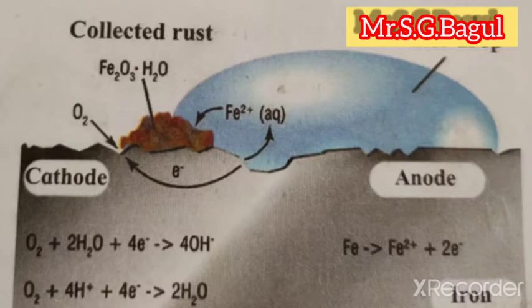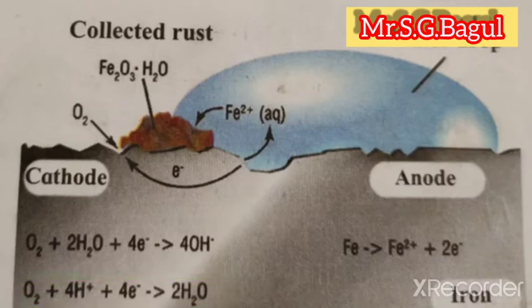In the anode region, iron is oxidized to Fe2+. Here is the chemical reaction. The electrons released in the anode region flow through the metal surface to the cathode region, where they reduce oxygen. In the cathode region, oxygen is reduced to form water. This is the chemical reaction.